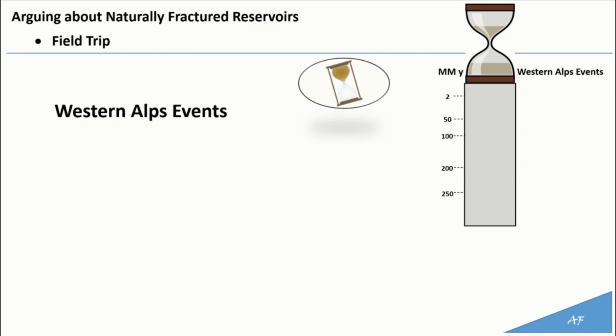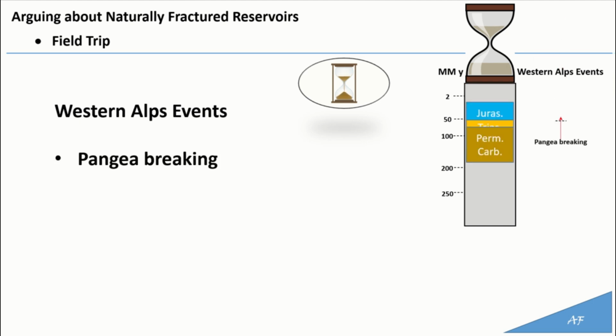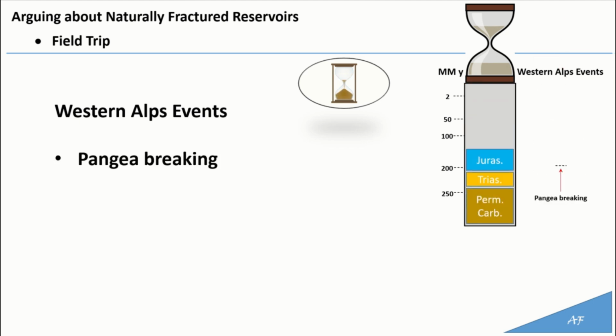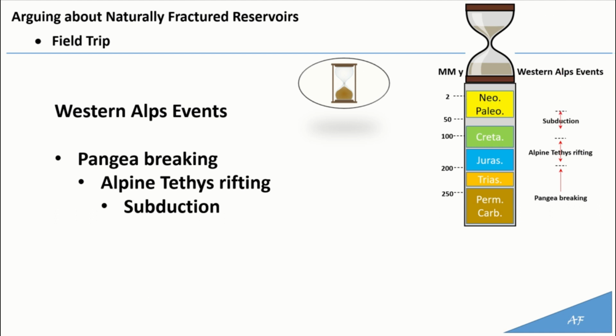So let's start by making the list of the four main events that defined, along time, the building of the Western Alps. The Pangea breaking, finalized in the Lower Jurassic, followed by the Alpine Tethys rifting, followed in the Middle Cretaceous by the beginning of the European plate subduction below the Apulian plate, up to the collision of the two plates, the European and the Apulian plates.